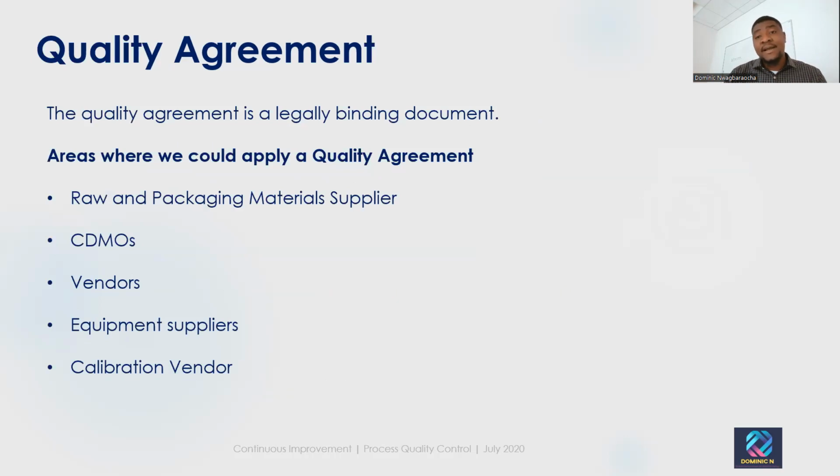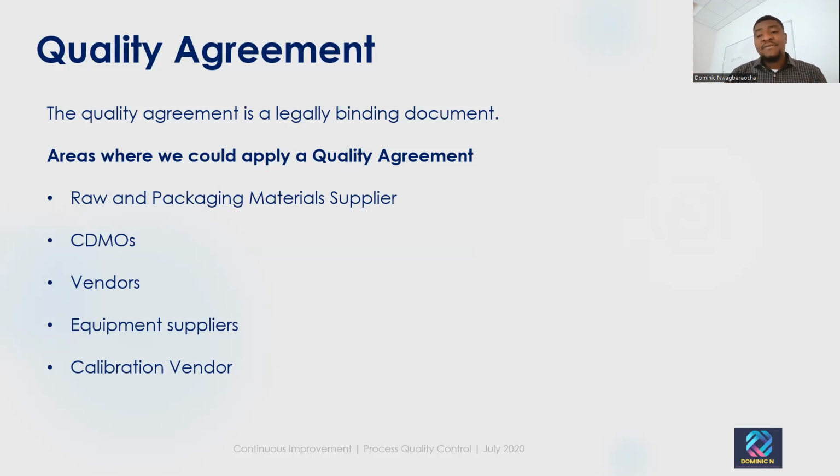So the quality agreement, like I mentioned earlier, is a legally binding document. And what are the areas we could apply it? It could be a vendor, it could be a raw material or packaging supplier, it could be an equipment supplier, it could be a calibration vendor. And it's important, depending on the standard that you follow, but I know as a minimum requirement, you should have a quality agreement for any of these persons, because that's where you detail what we have agreed you should do and what are the quality implications and the quality applications for what you are doing.